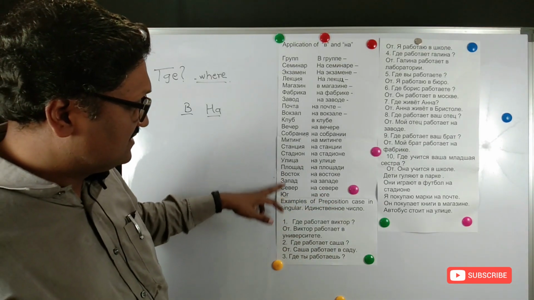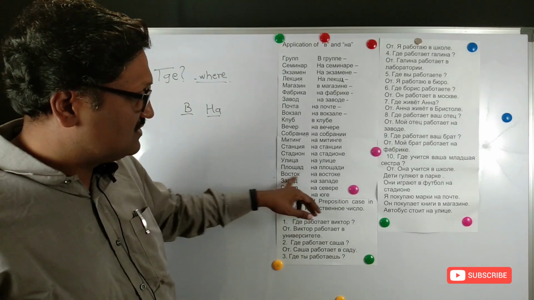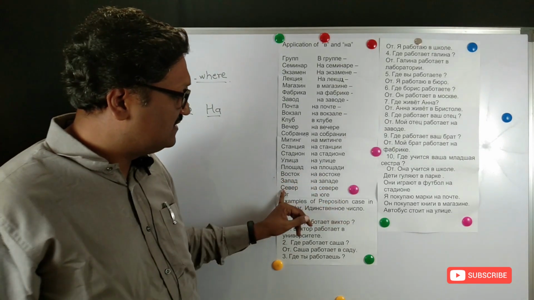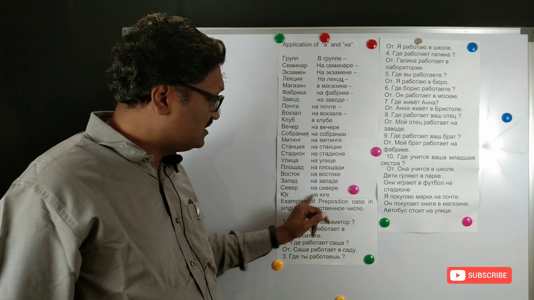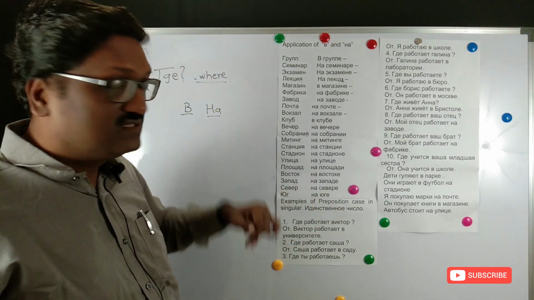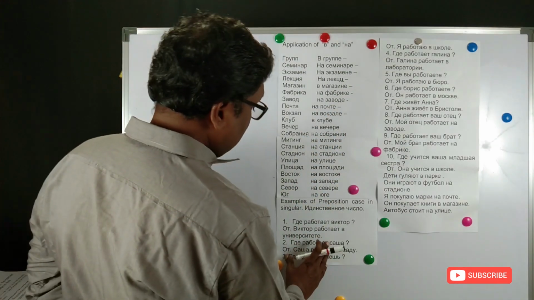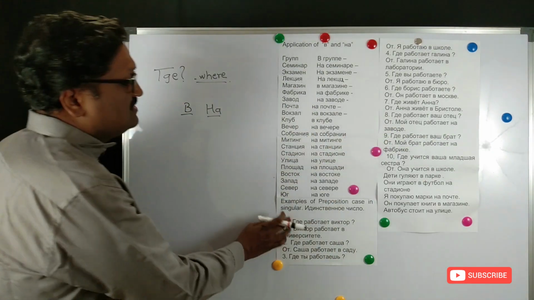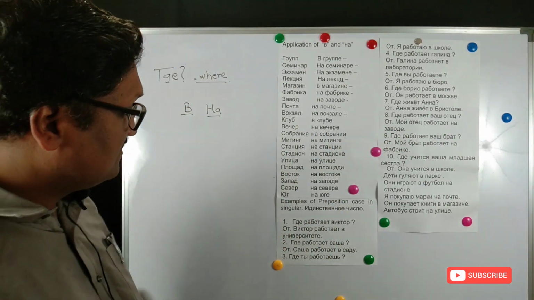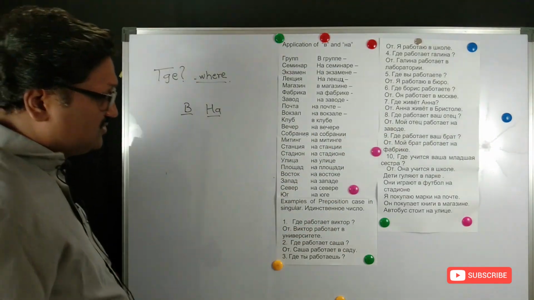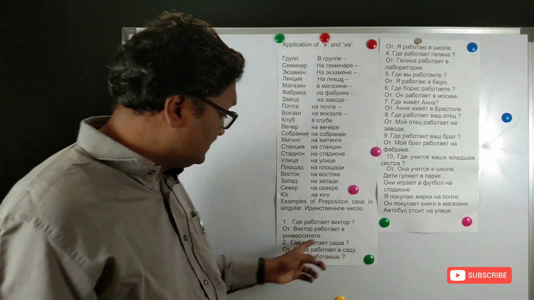This is how the directions are indicated with the na. Vostok, na vostoke. Zapad, na zapade. Sever, na severe. Yug, na yuge. East, west, north and south. Examples of this: here if you put it in the sentences which are answering the question gde, here it comes. Gde rabotayet Victor? Answer is Victor rabotayet V universitete.